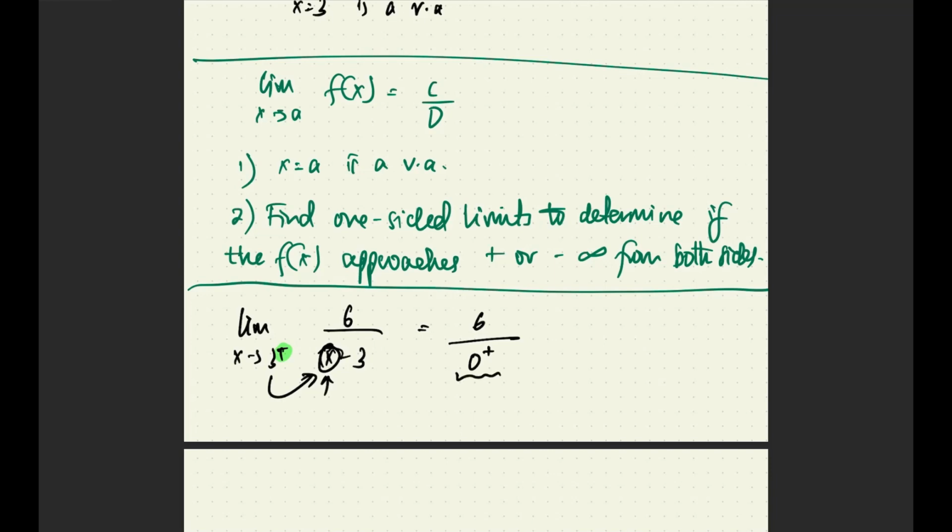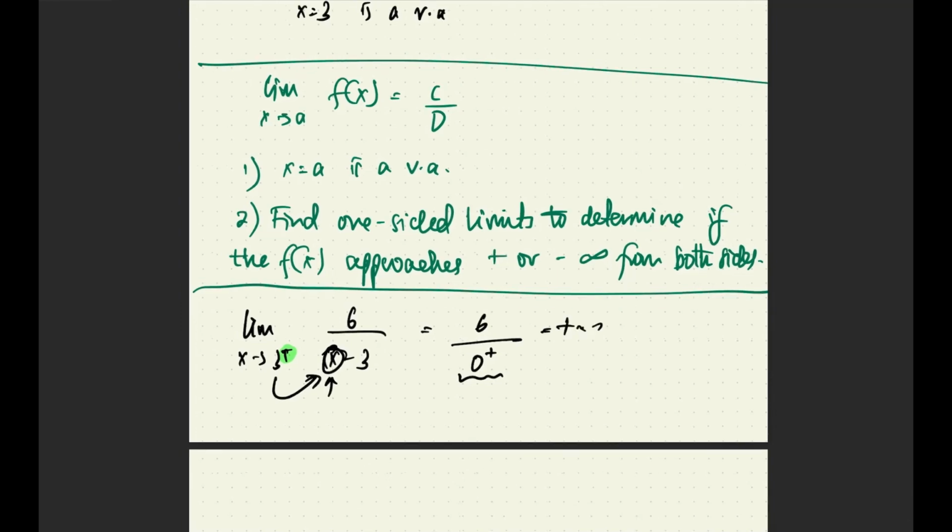So this basically means that this is a very, very small number, almost close to 0, and it's going to be positive. So now I know that 6 divided by a positive small number, which is almost close to 0, is going to be positive infinity. So this part is what helped us determine the sign of infinity.